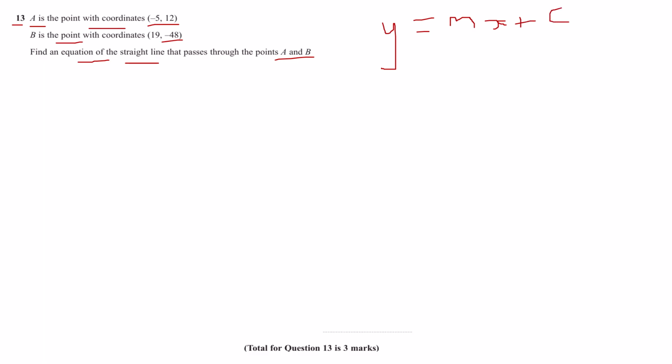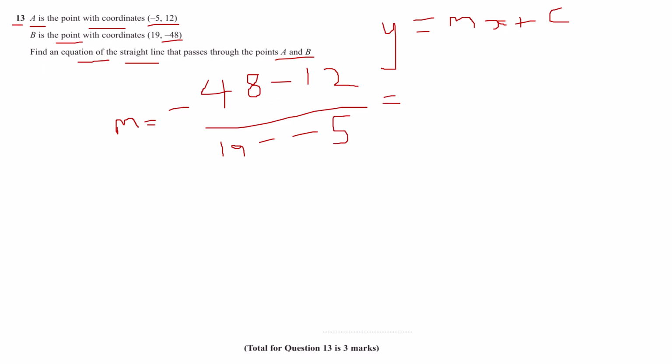Okay, so step 1, to work out our gradient is the change in y over the change in x. So it's minus 48 minus 12, y2 minus y1, over x2 minus x1, all over 19 minus minus 5. So minus 48 minus 12 becomes minus 60, over 19 minus minus 5 becomes 19 plus 5, which is 24.